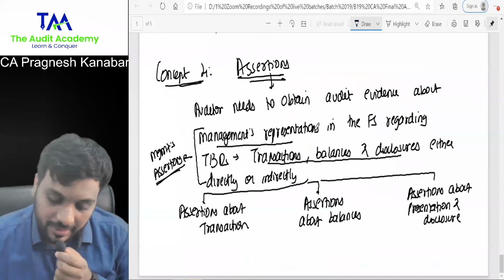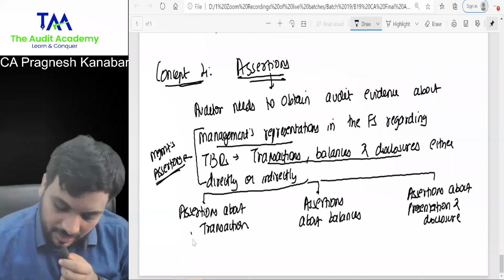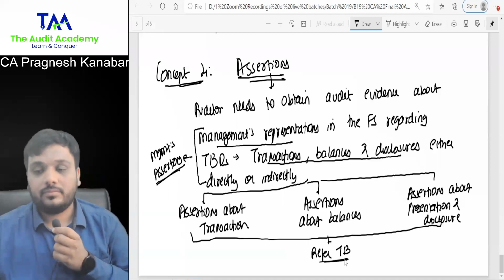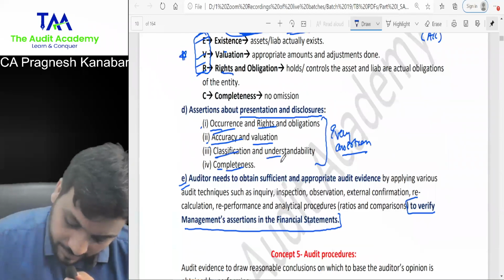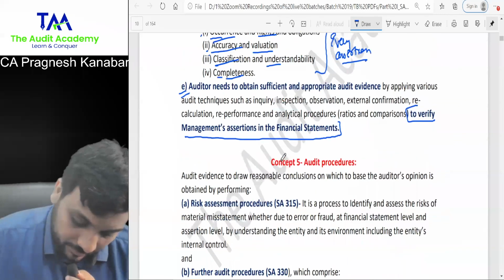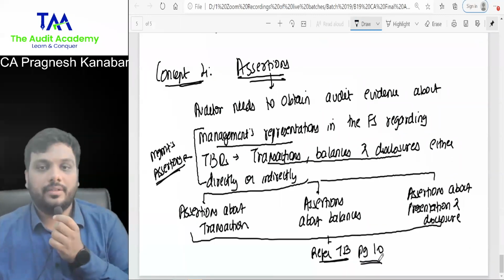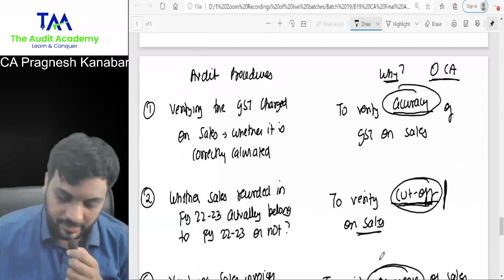If you want, you can write down some examples. What you're going to do now is assertions about transactions, balances, and disclosure over here. You will write refer textbook. Okay. Refer textbook. What is this? Page number 10. Okay. After that, leave one line and you can just write down examples.